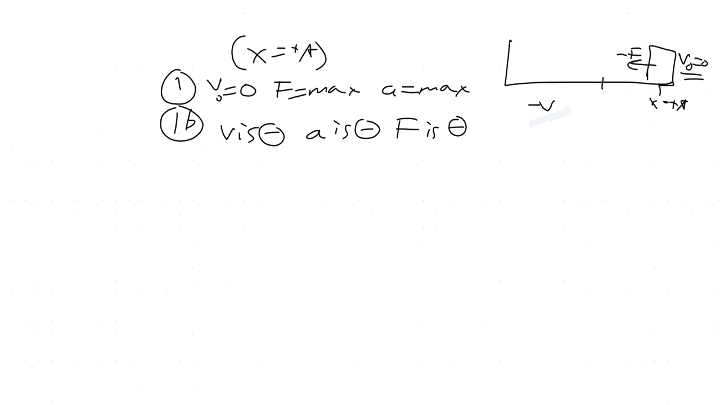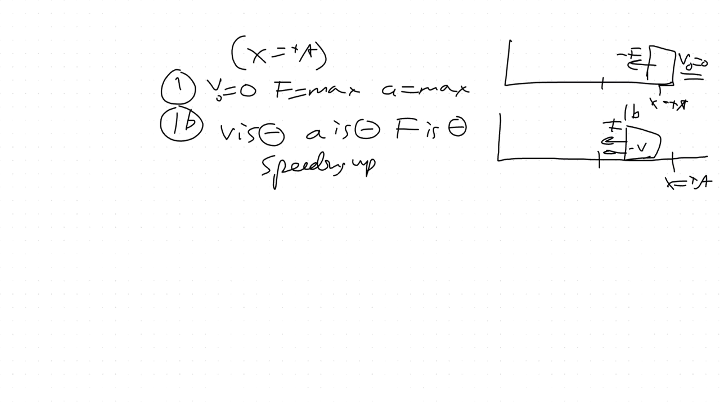I'm going to draw that like this. Notice what I'm doing, and I should have probably been a little bit more clear here. I'm drawing a diagram. Here's x equals positive A. This is point 1b, where we have a negative F and a negative V. So it's speeding up.